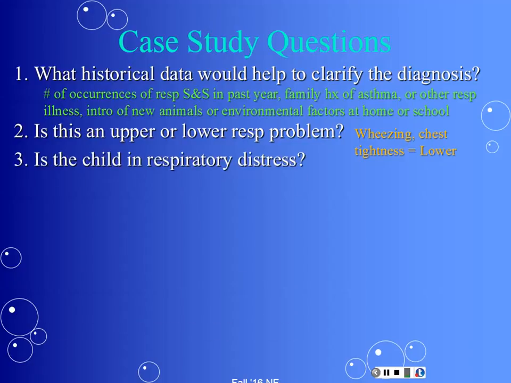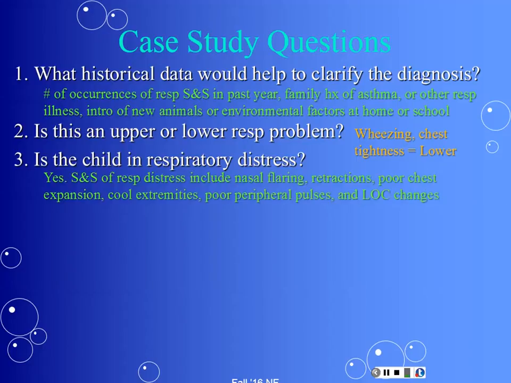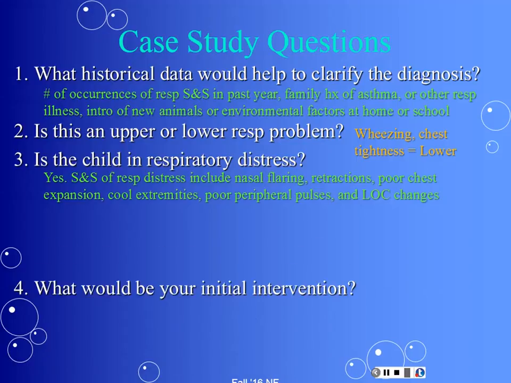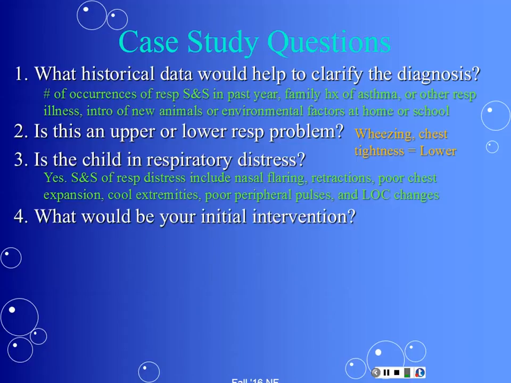Is this child in respiratory distress? Okay. We've got nasal flaring, retractions, poor chest expansion, cool extremities, poor peripheral pulses, and LOC changes. What are going to be initial interventions with this kid? Bronchodilator. What else? Right, positioning, head of bed, sitting, however she's comfortable. What else? Possible steroids.